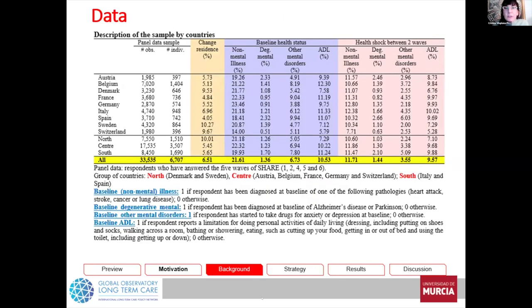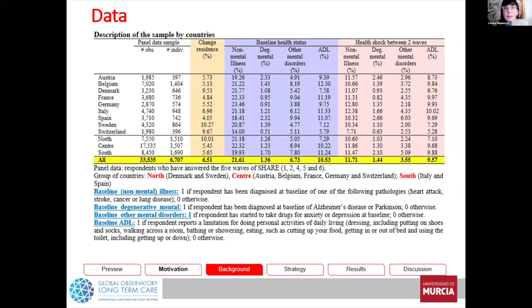So to explore these theories, we are going to use data from SHARE. I think that all of you know SHARE, which is the Survey of Health, Ageing and Retirement in Europe. We are going to use waves 1, 2, 4, 5, and 6, because wave 3 is the commonly named SHARELIFE, that is completely different. We're going to select individuals that participate in all waves. So we have a balanced panel data sample of about 33,000 observations and 6,700 individuals.